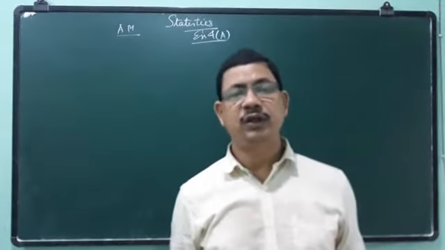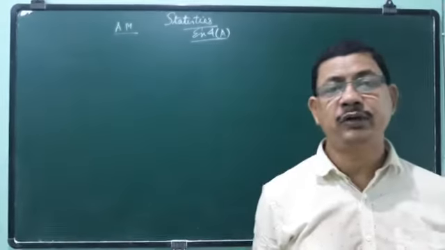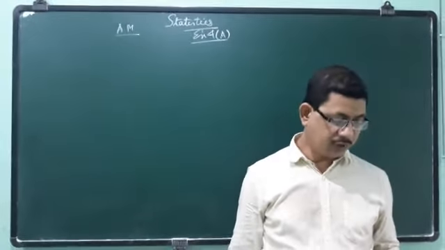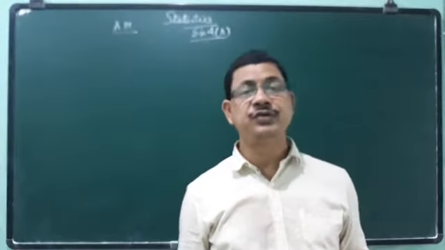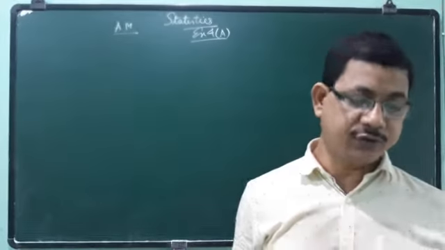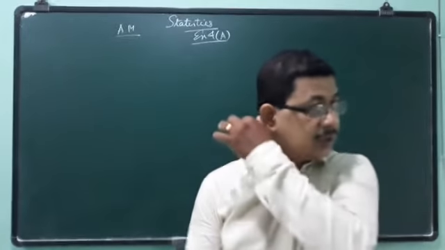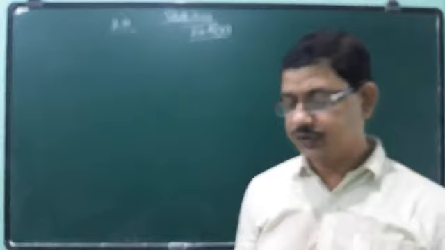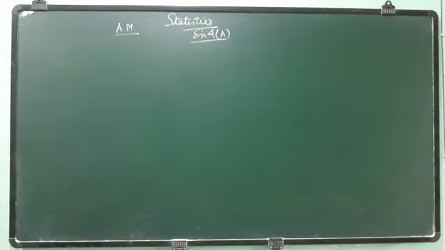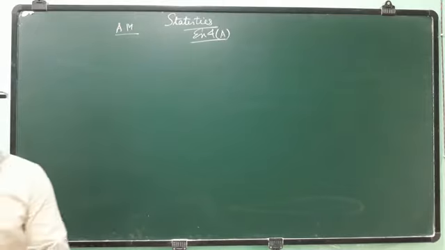After calculation, they found it was 78.4. Later, it was found that 96 was misread as 69. Actually, it was 96, but they have written it wrongly as 69. So if we consider the 96, then what will be the correct mean? So here, how to do this?